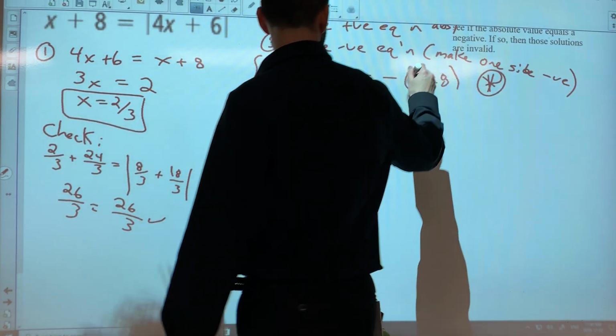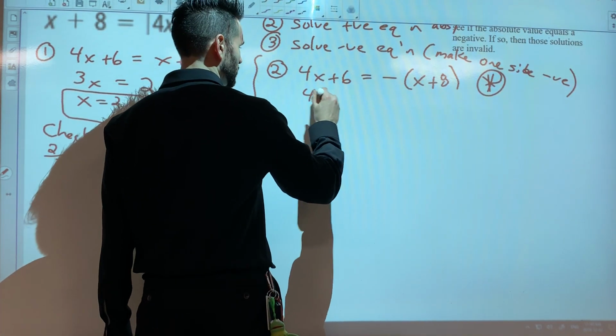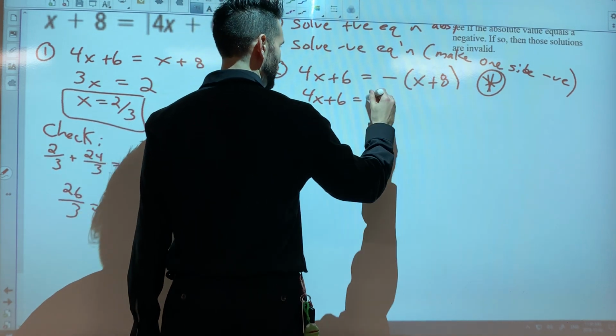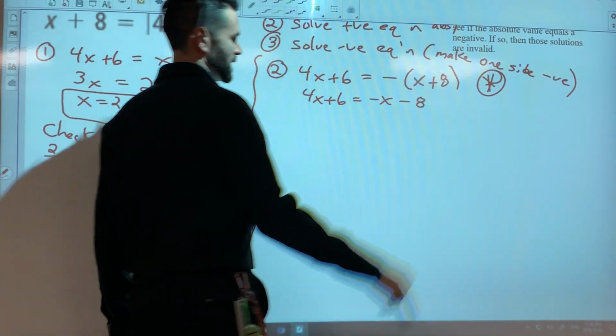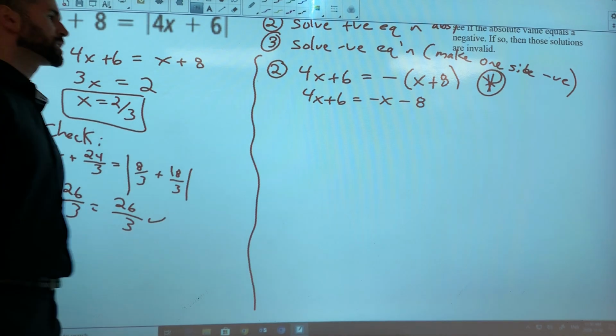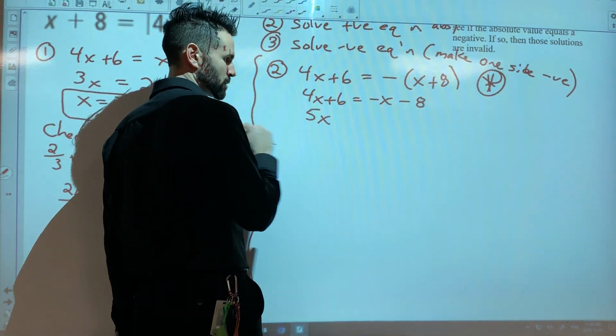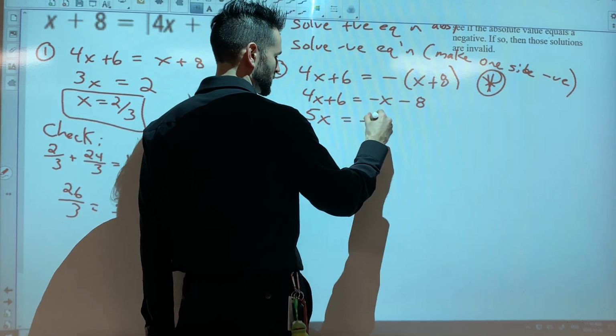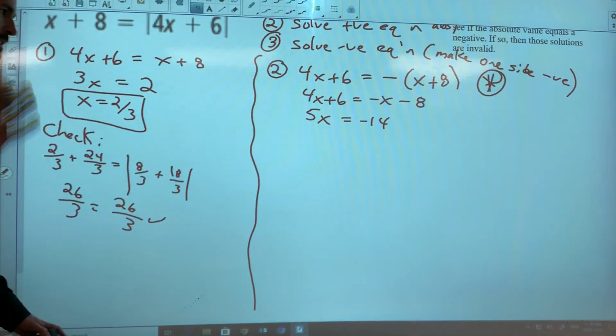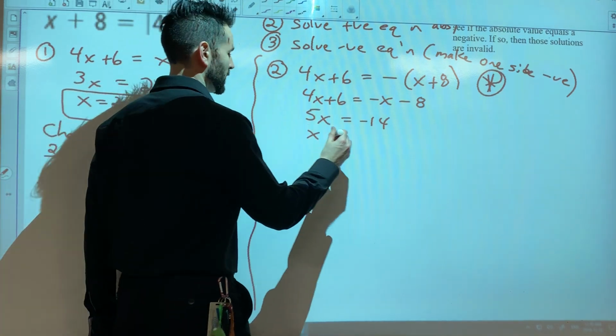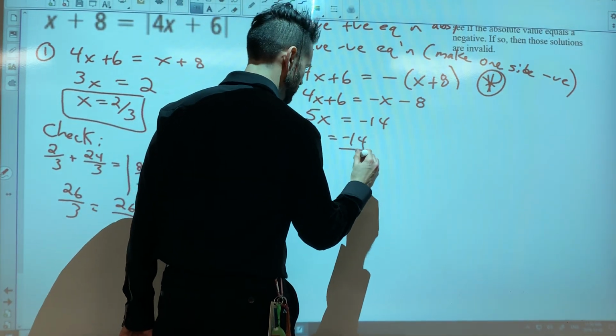So here we go. We'll distribute the negative inside. So I'm going to recopy this side. I'm going to get negative x subtract 8. And now you can solve that equation. So I'll add x to both sides, and I'll get 5x. I'll subtract 6 from both sides. Negative 8 subtract 6 is negative 14. And I get another disgusting looking number. I get negative 14 over 5.